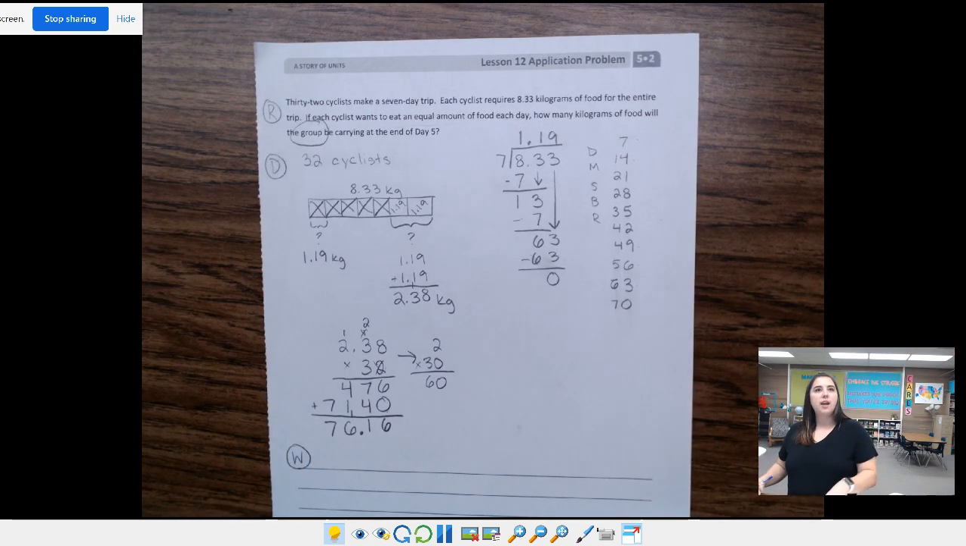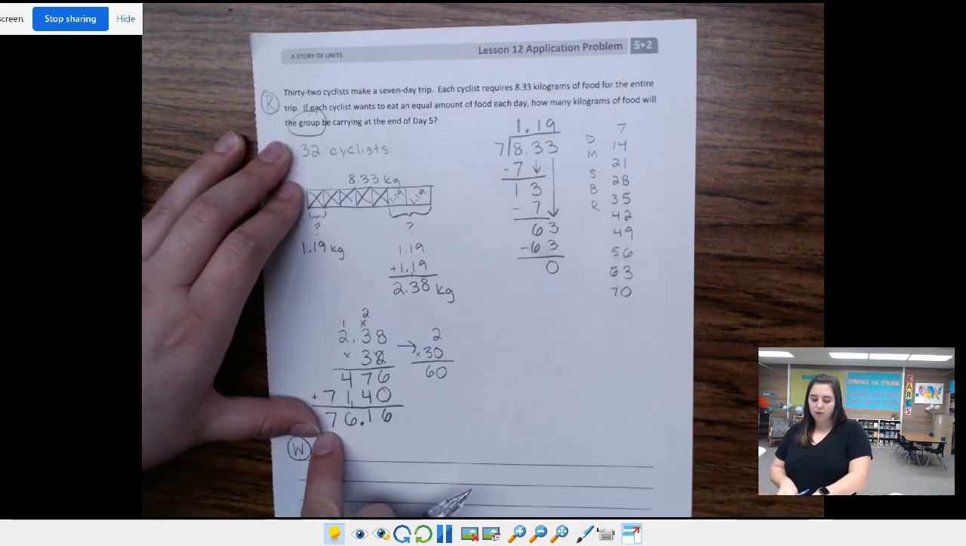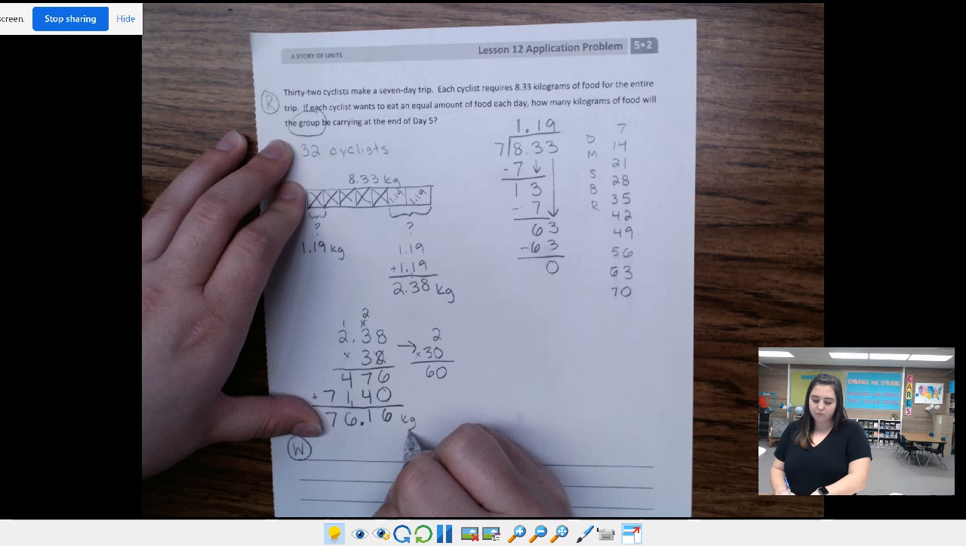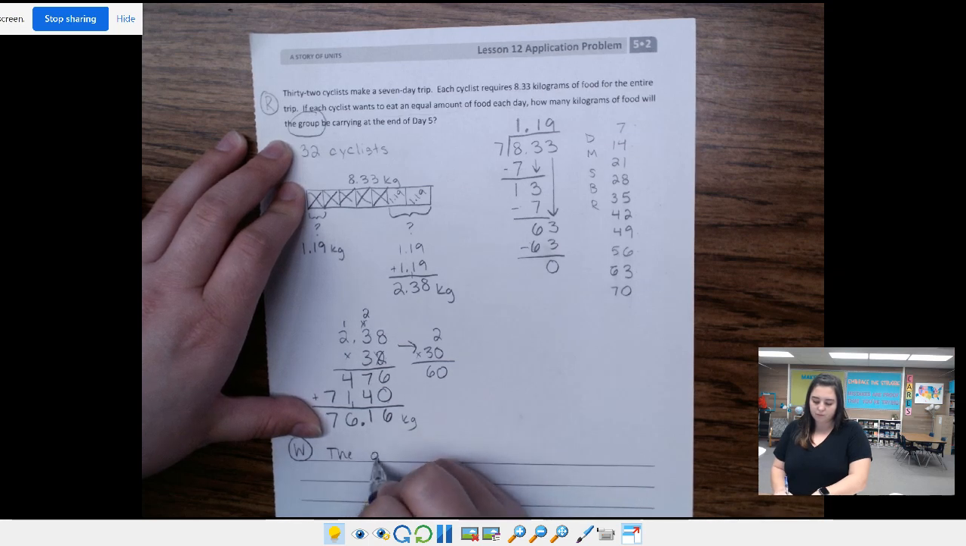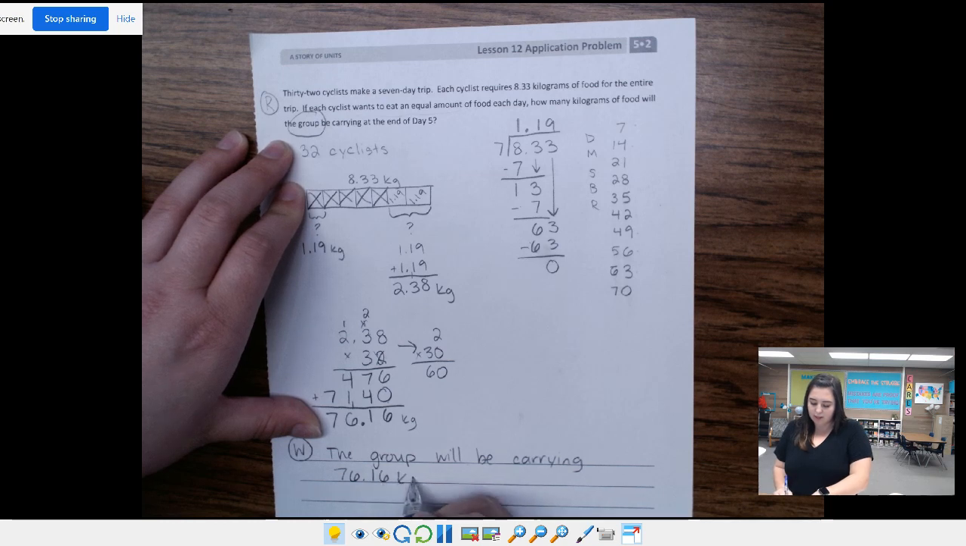So the question is, how much food will the group be carrying at the end of day 5? The group will be carrying 76.16 kilograms of food at the end of day 5.